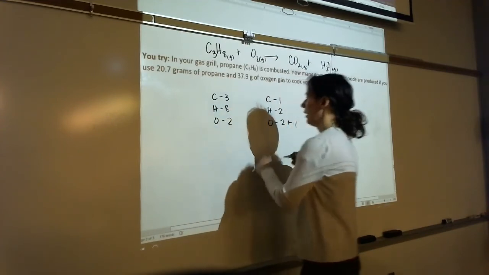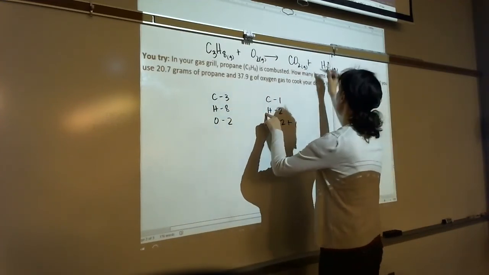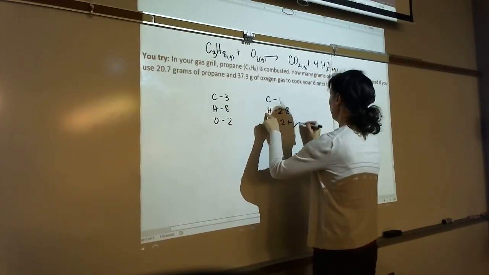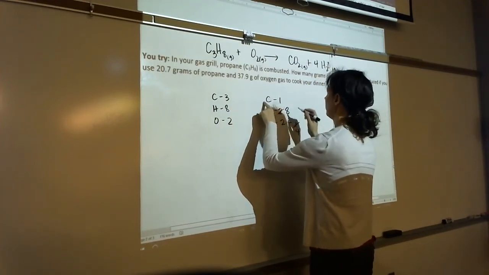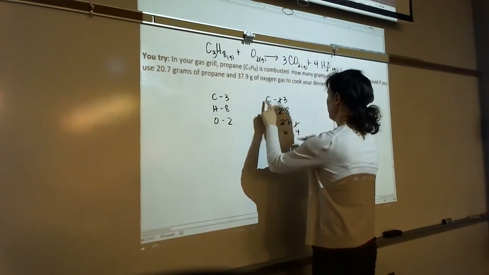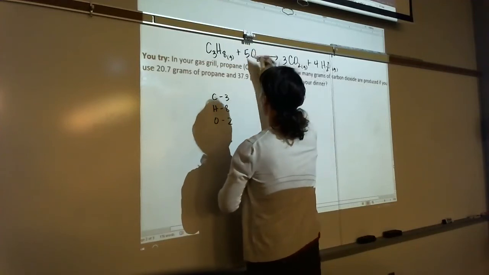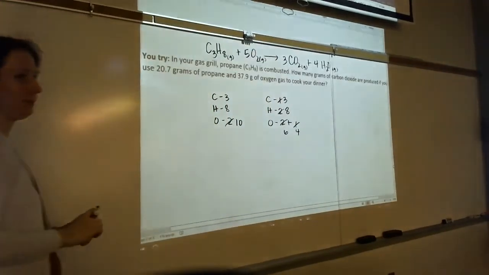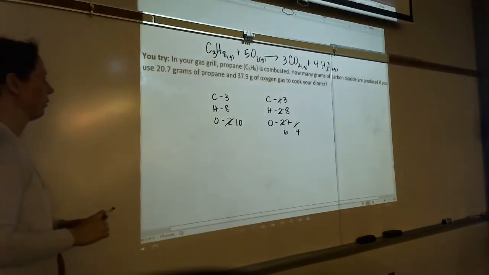C3H8, O2, CO2, H2O. All right, so let's balance hydrogen. So let's use a 4. So 4 times 2 is 8. 4 times 1 is 4. And now let's do 3. 3 times 2 is 6. So that means this needs to be 5. So that I have 10. Do we agree? 1, 5, 3, 4? Balanced chemical equation?